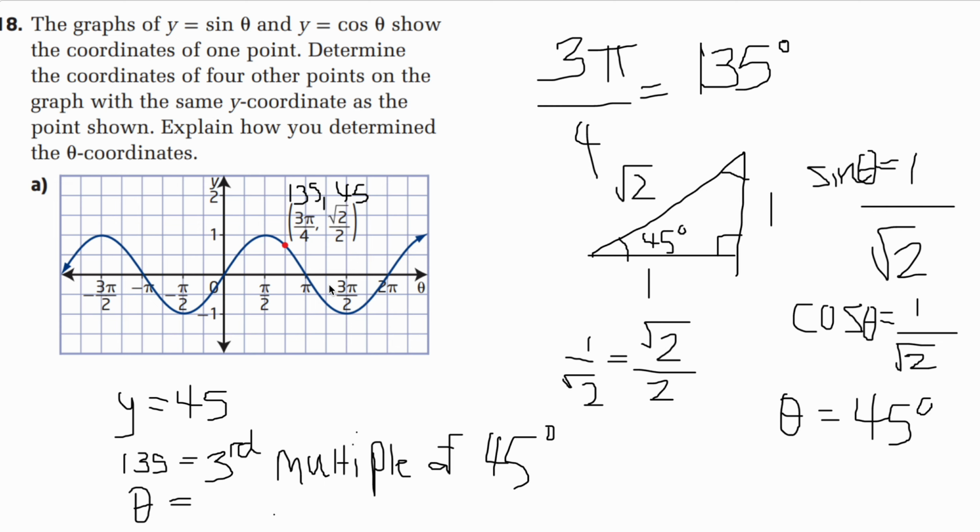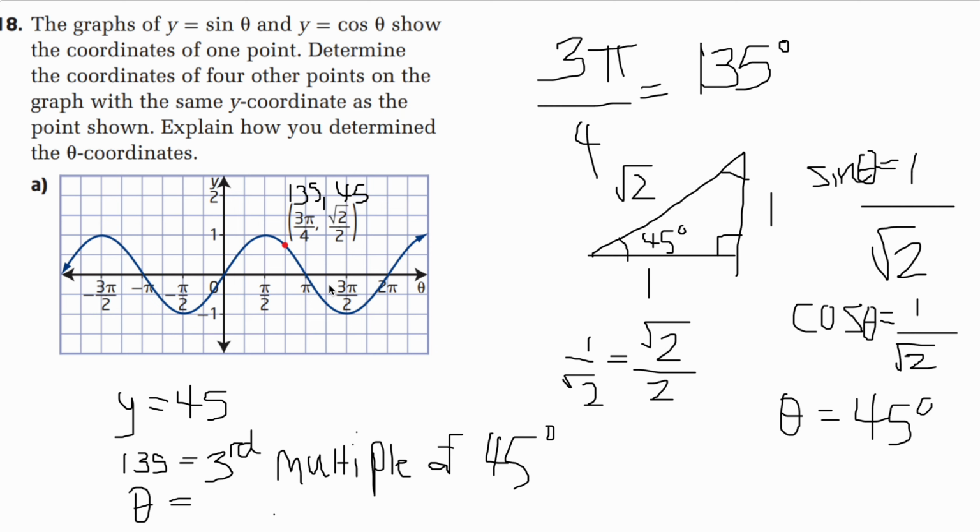Well, I started. I haven't done the part on showing the coordinates of 4 points. What I wanted to identify was what 3 pi over 4 was in radians and then what my y coordinate would be, and then to figure out the points that have the same y coordinate. But I got a little stuck because I found 135 being the equivalent in degrees of 3 pi over 4, and that's the third multiple of 45.